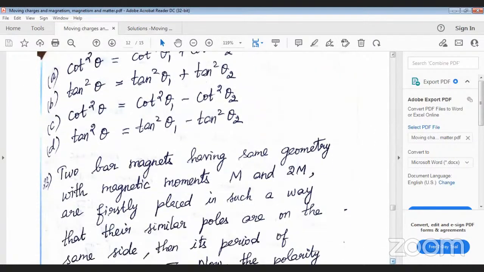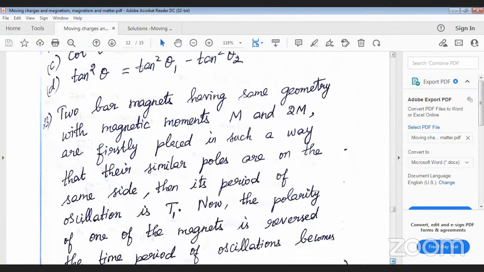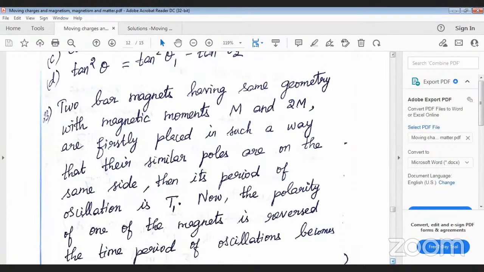And the second question, the 23rd question: you have two bar magnets having the same geometry with magnetic moments capital M and 2 capital M.